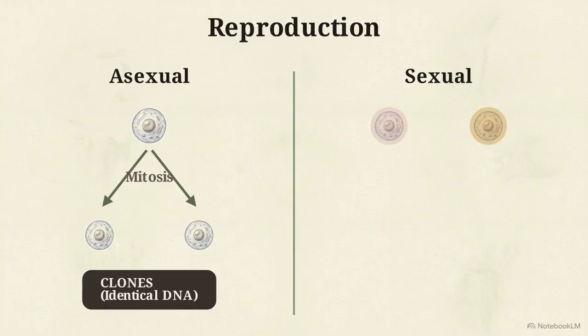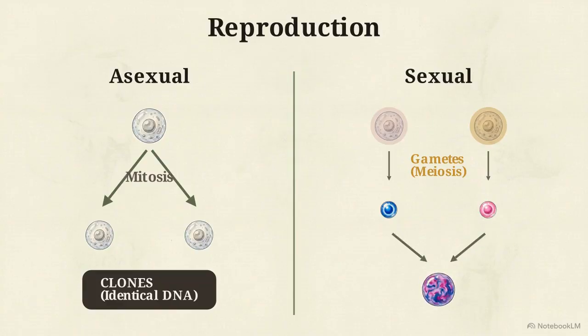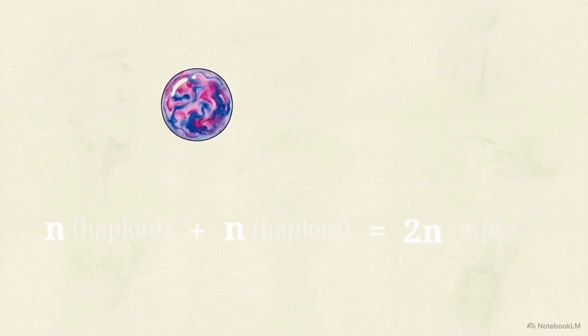It requires two parents. Instead of making exact copies, each parent produces specialized sex cells, called gametes, through a reduction division process known as meiosis. This equation illustrates why meiosis is necessary. Each gamete is haploid, carrying only half the normal number of chromosomes, represented by the letter N. When these two haploid gametes fuse, they restore the full diploid count, 2N, resulting in an offspring with a totally unique genetic mix from both parents.